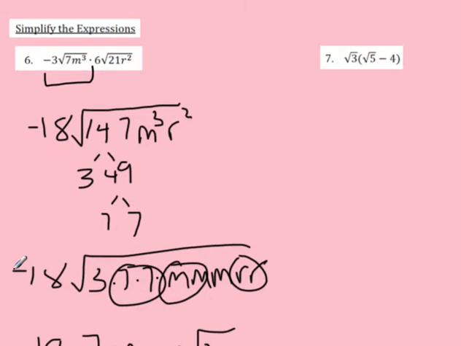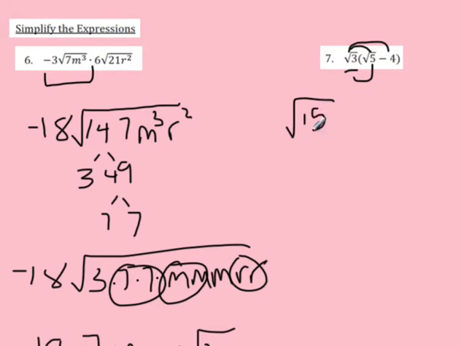So now we're going to be distributing in. So notice that square root of 3, that 3 is underneath the radical, so it can only be multiplied by other things underneath the radical. So when I take the square root of 3 times the square root of 5, that's going to end up giving me the square root of 15.